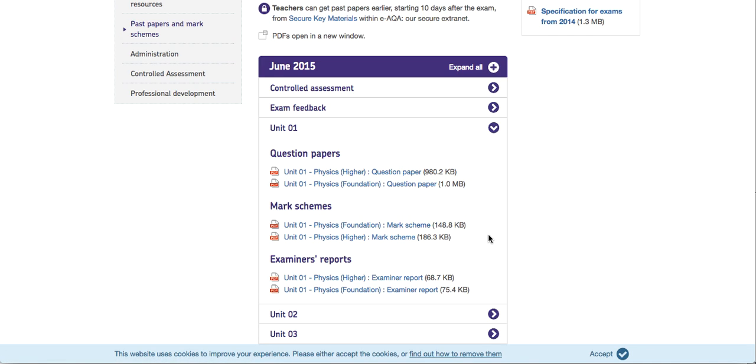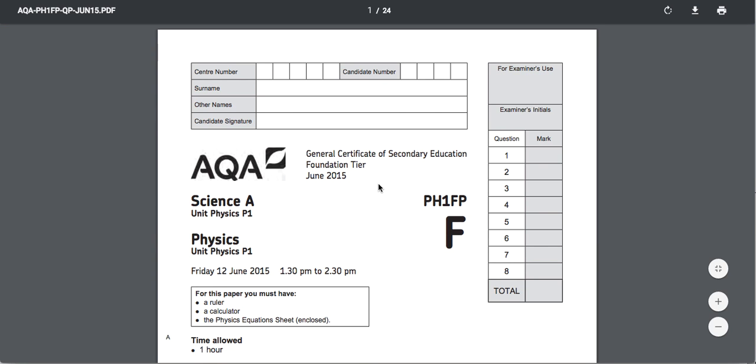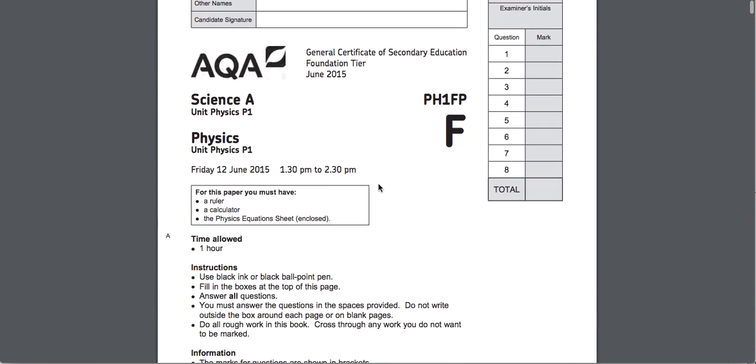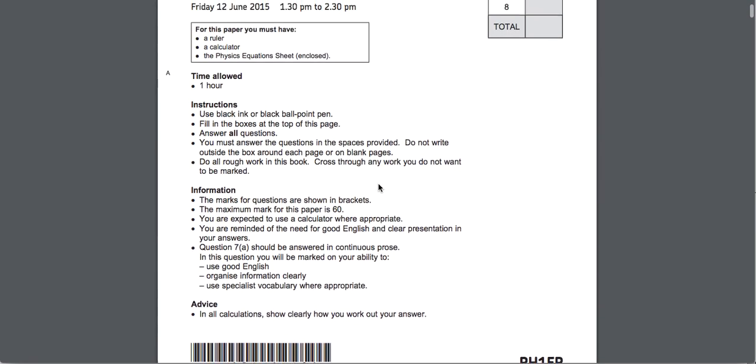What I'm asking you to do for this section is pick whether you're going to do the higher or foundation. Click on that test. Let's go with foundation. You're going to see one of the past test papers come up. Just complete the entire test to the best of your ability.